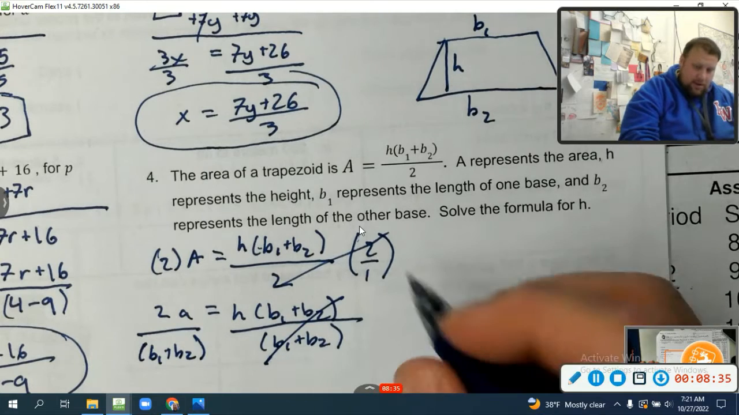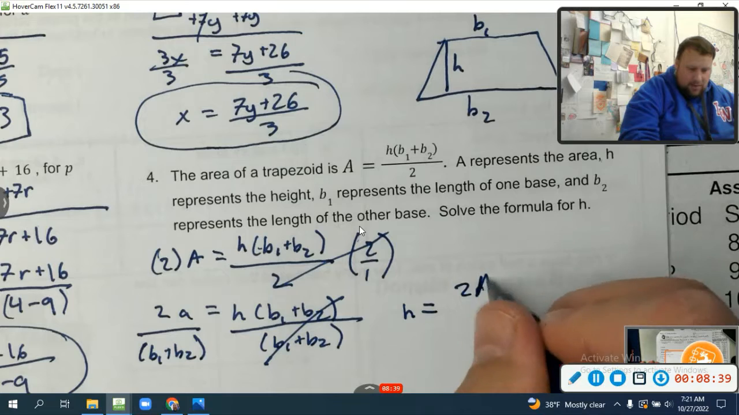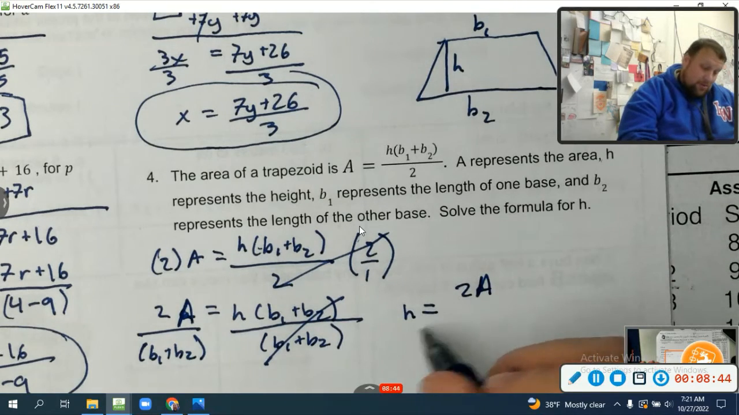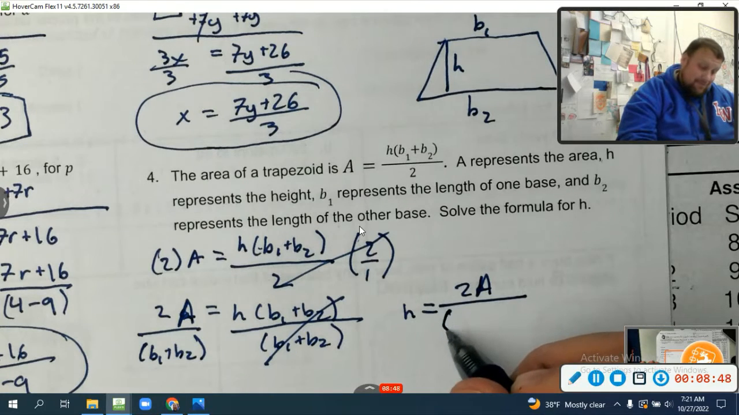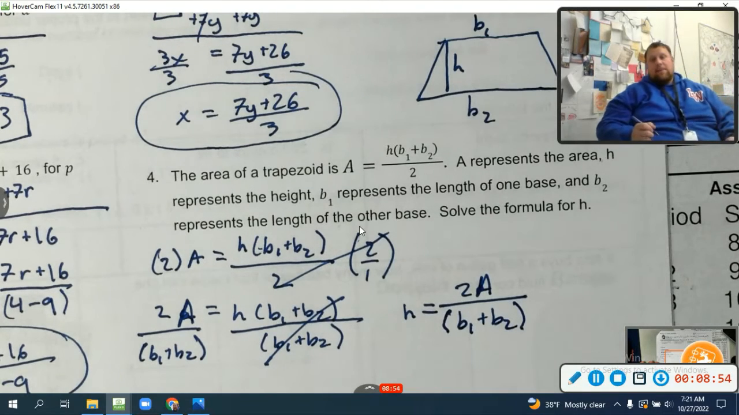Those cancel out. Now I'm going to switch sides and say h equals 2 times, oh, I should have used a capital A over here, by the way. It matters. You will get marked wrong in your work if you use the wrong case. 2A over base 1 plus base 2. Boom! Look at that. Amazing.